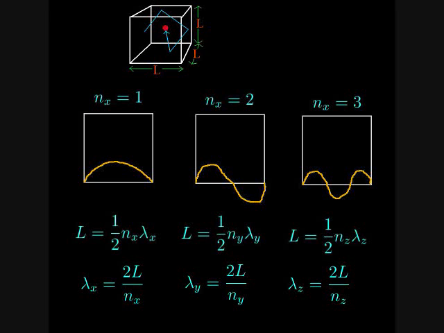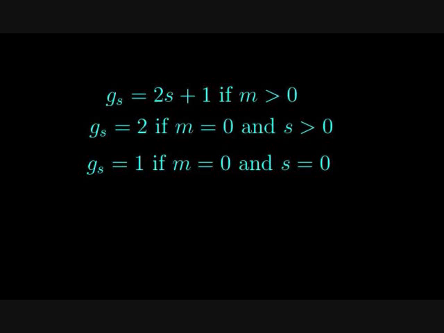the x direction, 2L over n sub y in the y direction, and 2L over n sub z in the z direction, where n sub x, n sub y, and n sub z are positive integers. If the particle does not have spin, then each triple of numbers n sub x, n sub y, and n sub z corresponds to one unique state of the particle. If the particle has spin, then there are g sub s spin states for every state characterized by n sub x, n sub y, and n sub z.